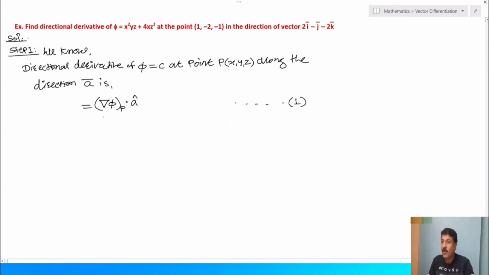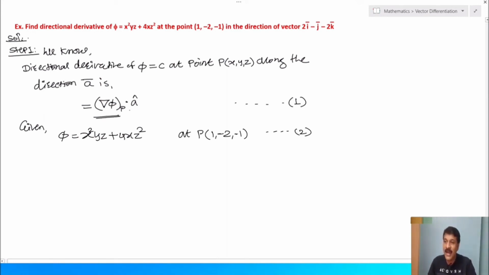So what we want to find? We want to find del phi, we want to find A cap. So what is the phi here? Given thing, you declare the given thing here. Directional derivative of which surface? That you declare as phi. So given phi equal to x square yz plus 4xz square, at which point? That point P you declare, that is 1, minus 2, minus 1. So this is equation number 2. Now we want to find del phi at point P. So that is your step number 2.